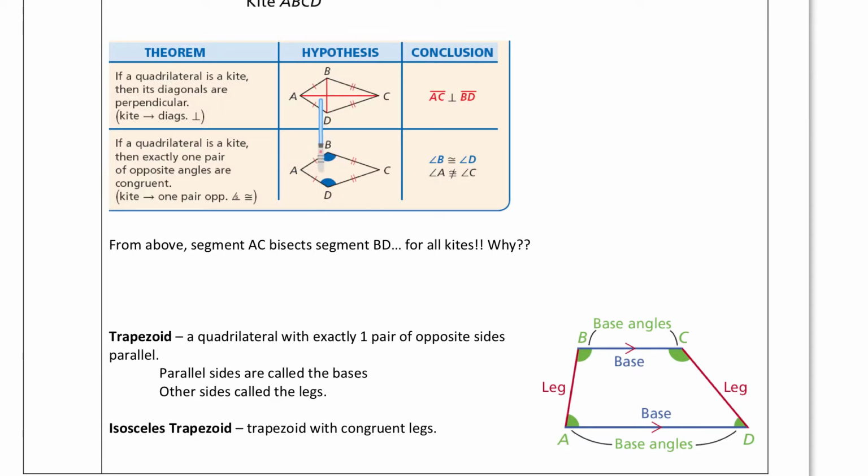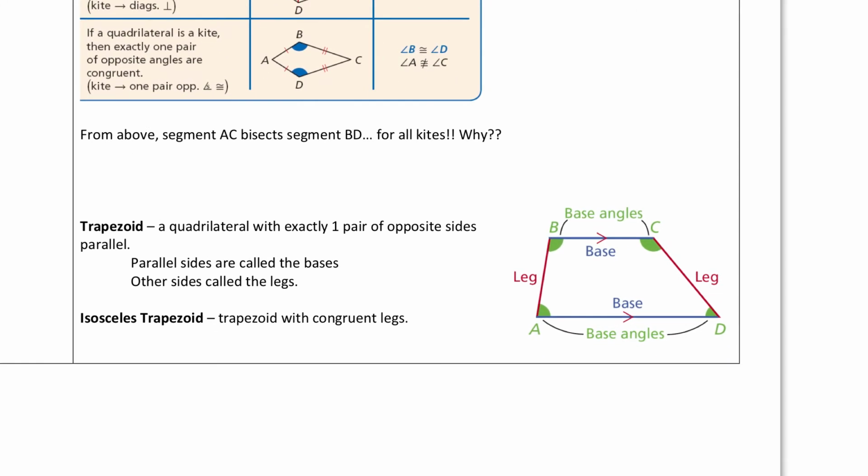And the reason why is, you can see this real quick. If this is a right angle, these two triangles will be congruent. So these two sides will be congruent by CPCTC. All right, let's move on to the next thing, which is a trapezoid.